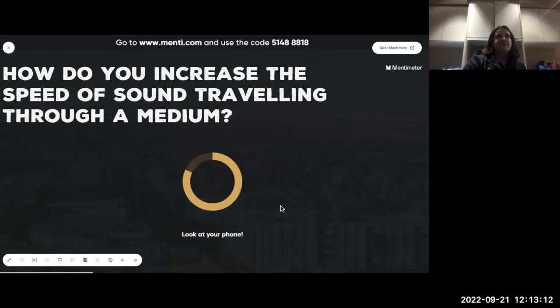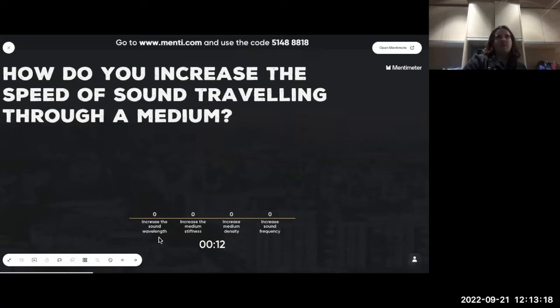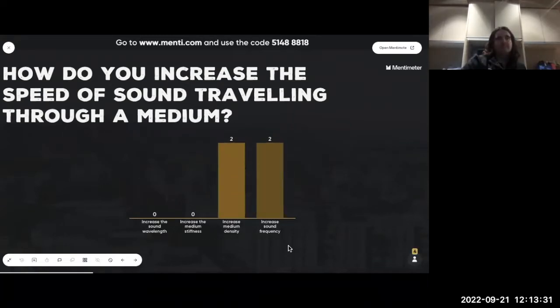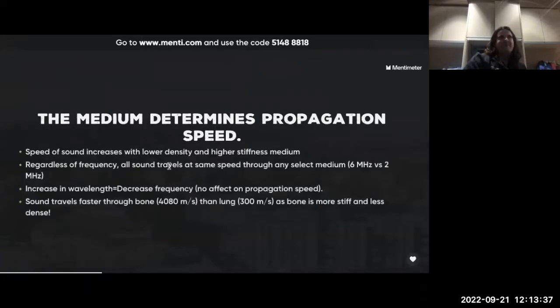So we have a question. How do you increase the speed of sound traveling through a medium? Increase sound wavelength, increase the medium stiffness, increase medium density, or increase sound frequency. Oh, look at that. That's a really hard question.